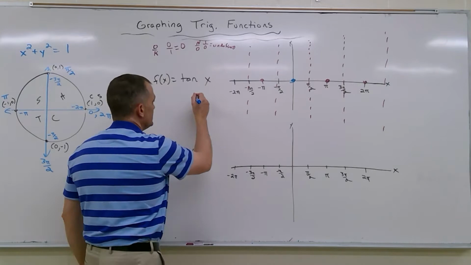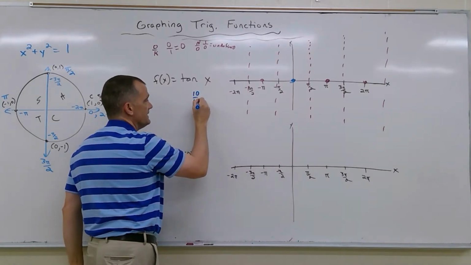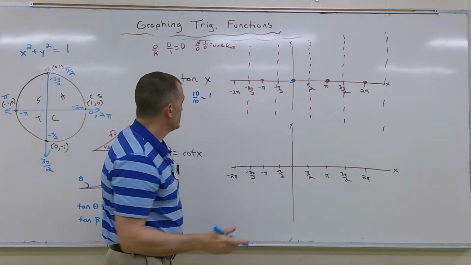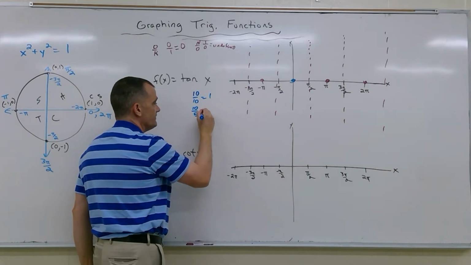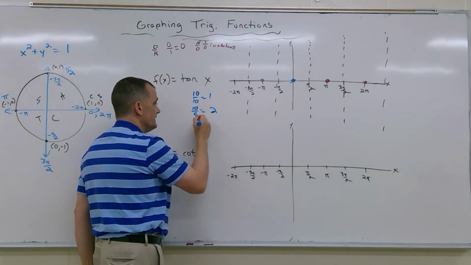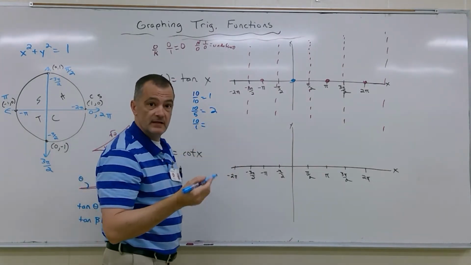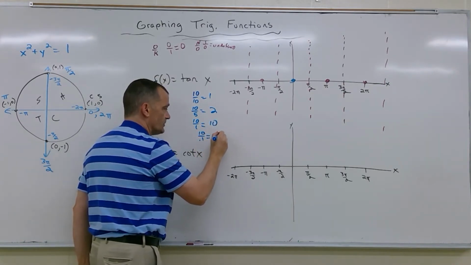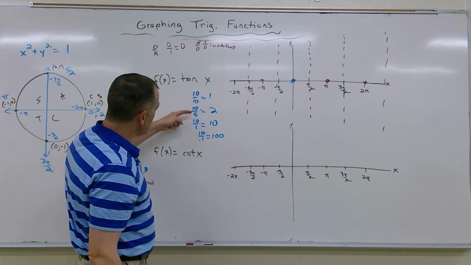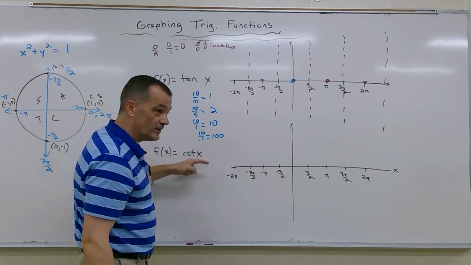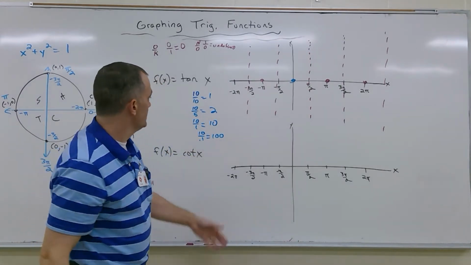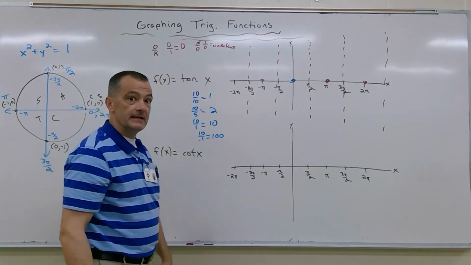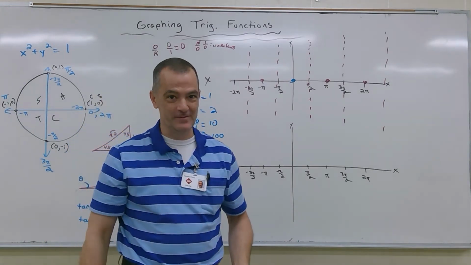Let's just say 10 divided by 10 is 1. 10 divided by 5 is 2. 10 divided by 1 is 10. 10 divided by 0.1 is 100. So as my denominator gets closer and closer and closer to 0, my quotient's getting larger and larger and larger.